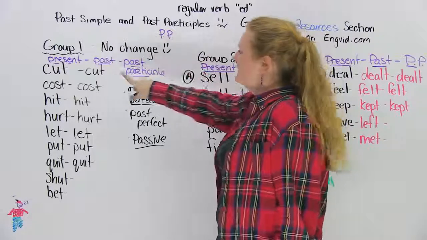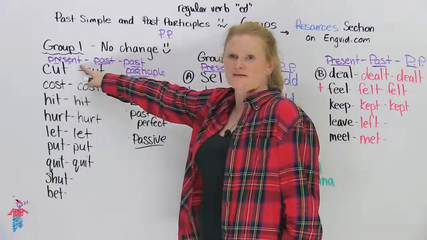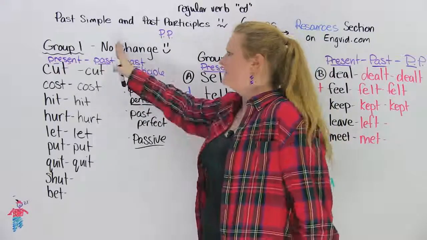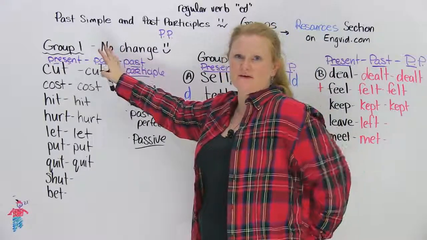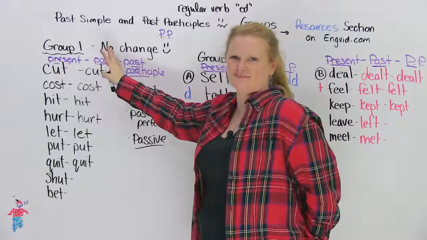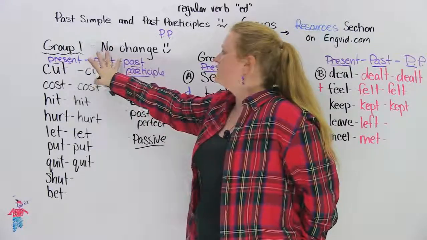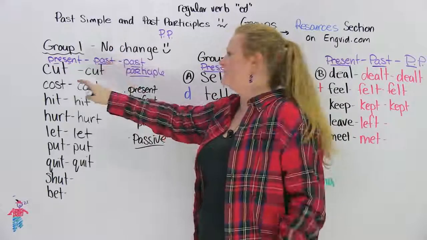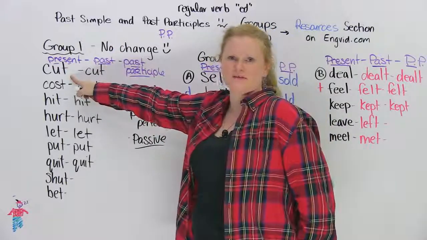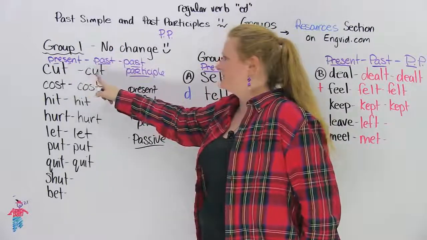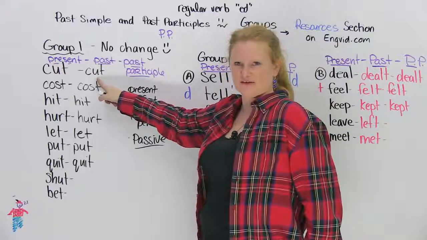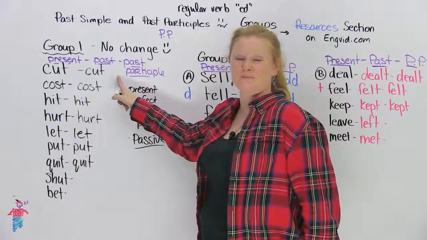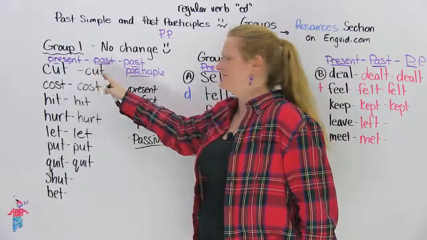Yay! We have the present tense, simple past or past, and then the past participle. The first group is the most delicious. It's the best because we don't have to change anything. Woohoo! So, if in the present tense the verb is cut, the past tense is cut, and so is the past participle, or the PP. So we have cut, cut, cut.